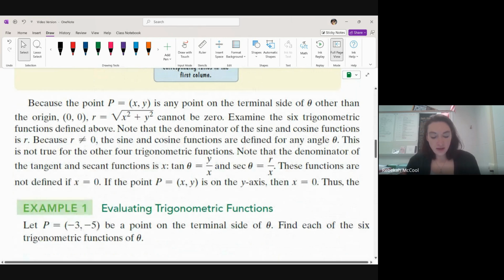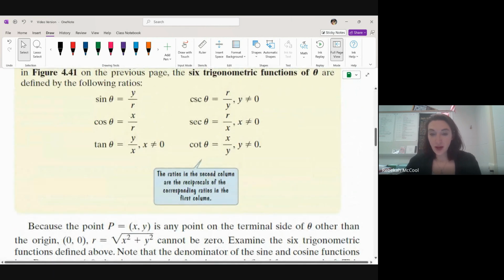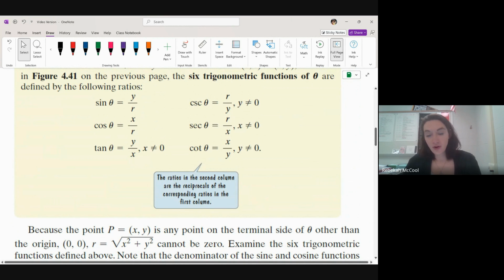Because that point P on the terminal side, other than the origin, cannot be 0, we have to be careful. As always, when you're working with fractions, the one thing you have to consider is domain. We can never divide by 0. So we just have to be careful and be aware that those are the pieces that can't be 0 and make sure it works out that way.